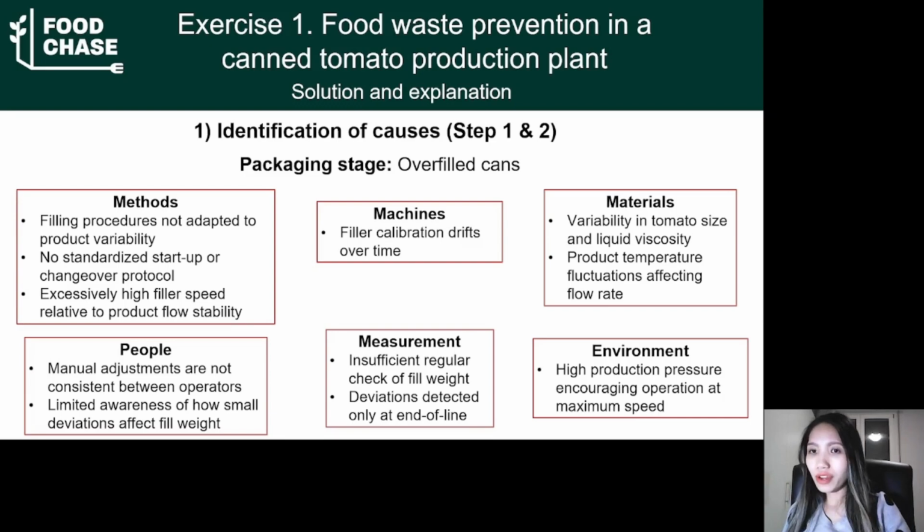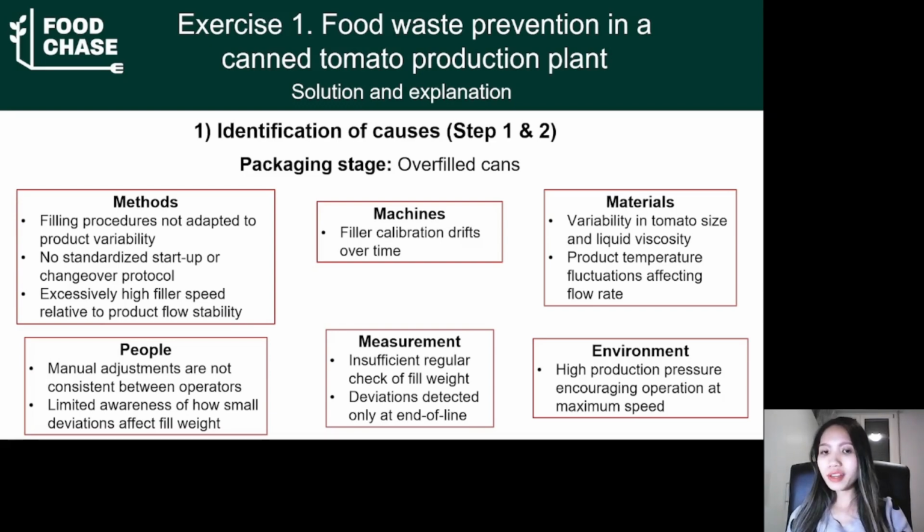Material category contains variability in tomato size and liquid viscosity. Product temperature fluctuation affects flow rate. In the people or employee category, we have manual adjustments that are not consistent between operators, and limited awareness of how small deviations can affect the fill weight.